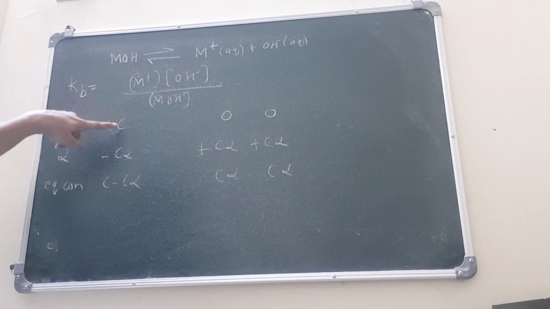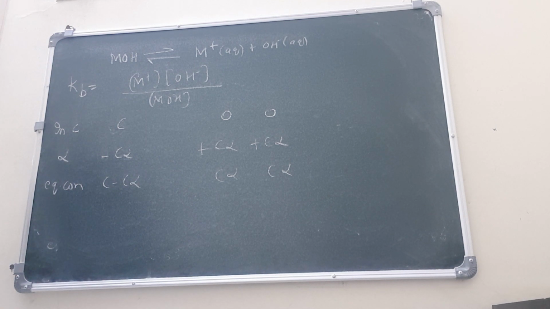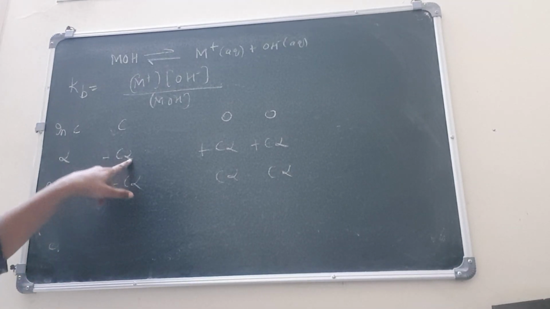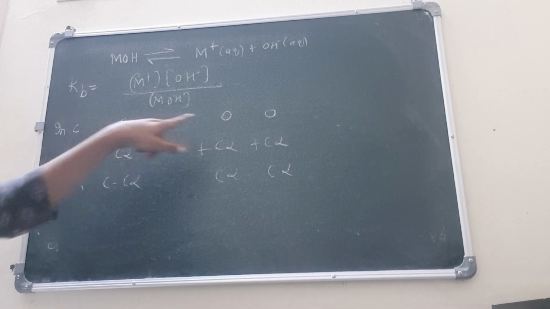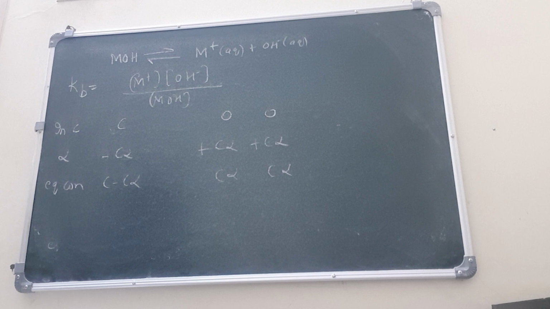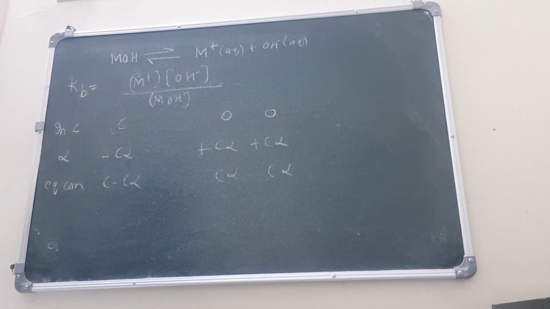What it means is that initially it was C. Alpha is the extent of dissociation, which means per mole how many moles got dissociated. It all depends on how strong or how weak the base is. For every mole of the reactant, how many moles got dissociated, that is alpha. And whatever got dissociated, the same will be the product if they have the same stoichiometry. Otherwise, you will raise it to the respective powers. And then if C moles were taken, and this many moles got dissociated, what is remaining at equilibrium?